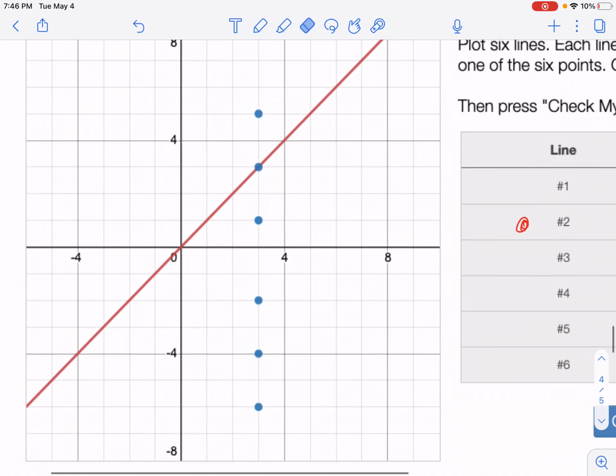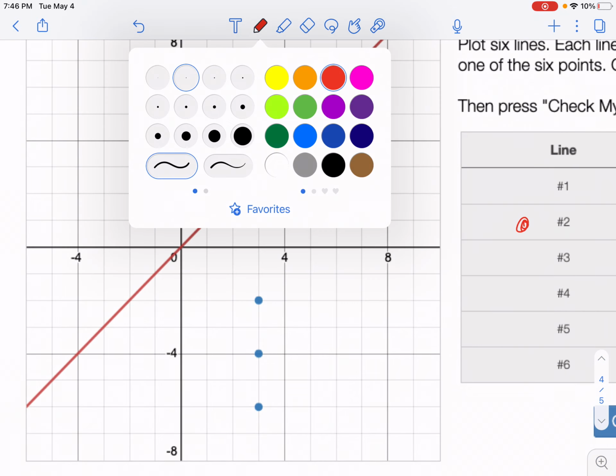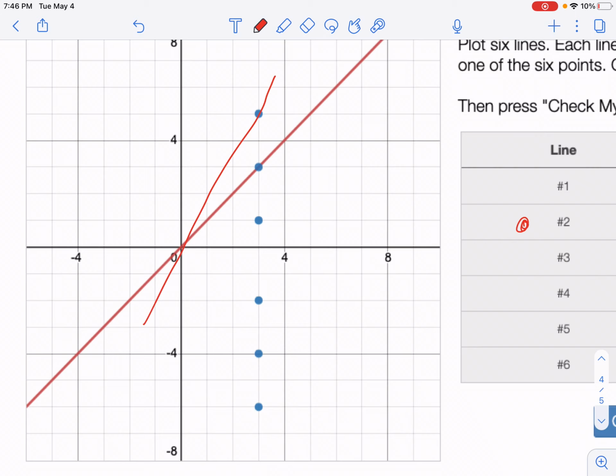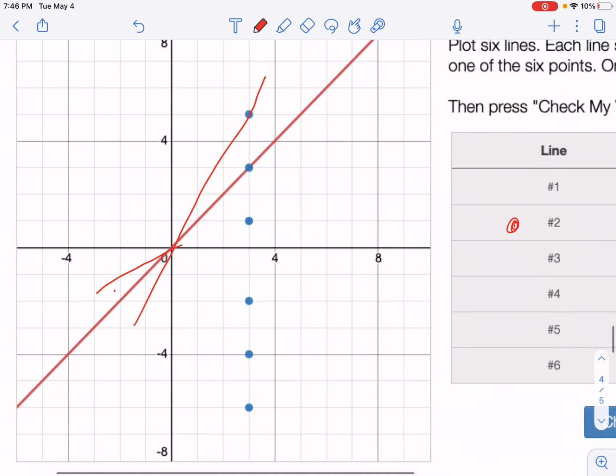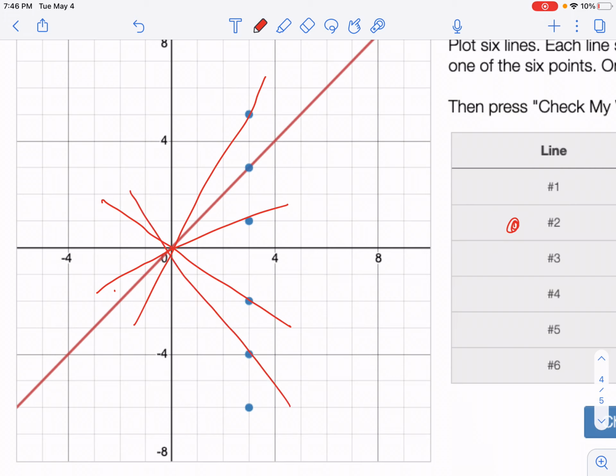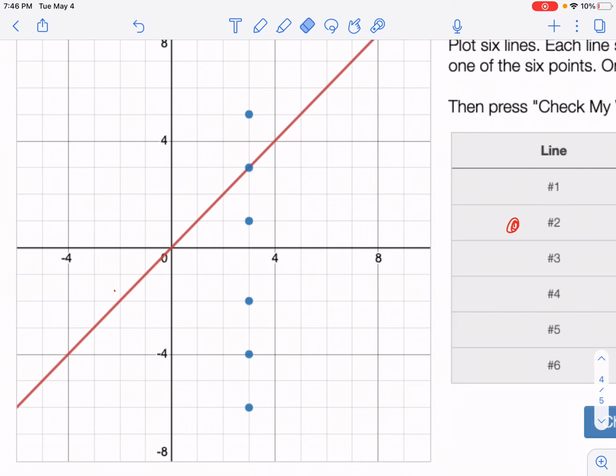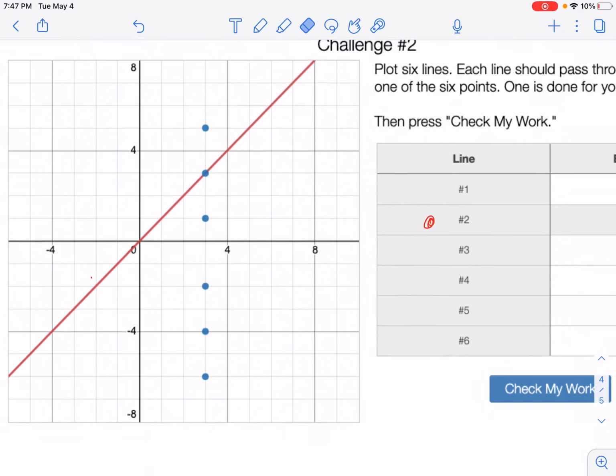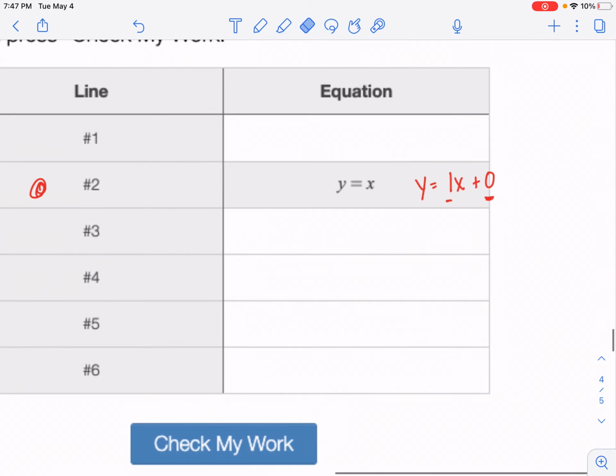All right, so how am I going to make this line here? How am I going to make that line there? How am I going to make that line there? That's what you guys have to do. You have to find all those other 5 points. Okay, don't just guess and check until you happen to get it right. All of these are going to have a y-intercept of 0. So you're not going to really have any constant term to add there at the end.